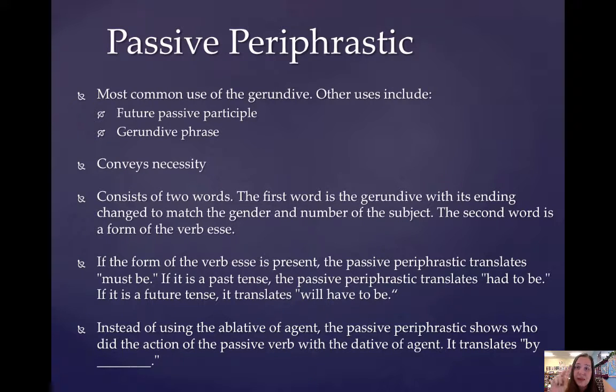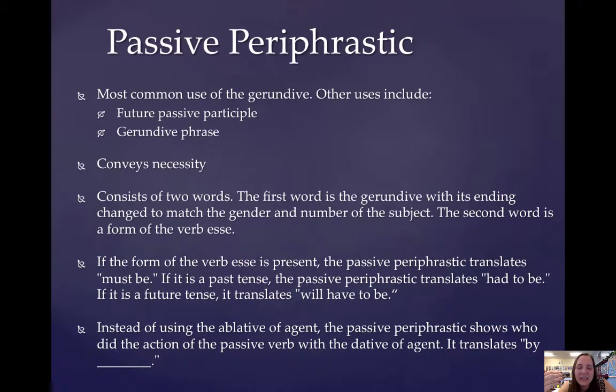It's two words. The first word is the gerundive, and the ending on the gerundive is going to be the same gender, number, and case as the subject. The second word is a form of the verb to be: sum, es, est, sumus, estis, sunt, or eram, eras, erat, eramus, eratis, erant, or ero, eris, erit, erimus, eritis, erunt. You can have a passive periphrastic within indirect statement, so you could have the second word in the passive periphrastic being esse. Okay. And it translates, as I said before, conveying necessity.